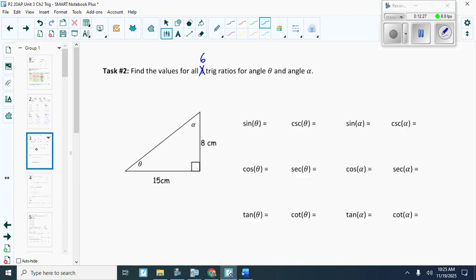Okay, so what you're going to see, instead of just all 3 trig ratios, you might see all 6 trig ratios. That means they want you to do the secondary or the reciprocal ratios as well. Now remember, ratio means fraction.